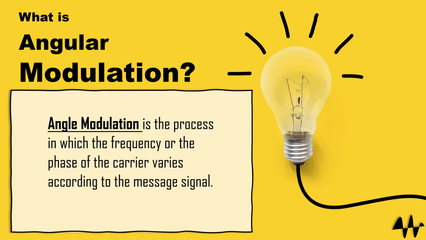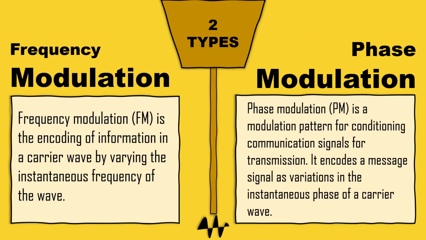Before we get started, first, what is angular modulation? Angular modulation or angle modulation is the process in which the frequency or phase of the carrier varies according to the message signal or modulating signal. There are two types of angular modulation.